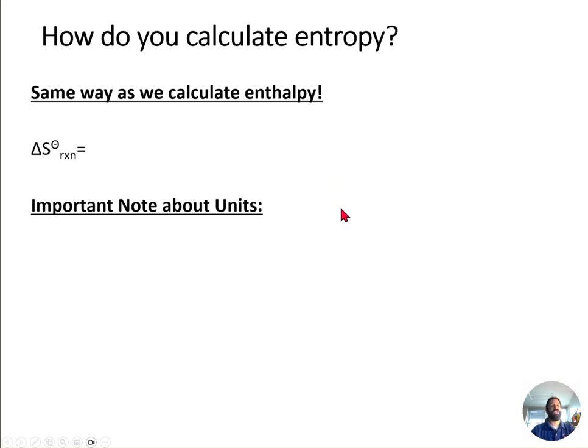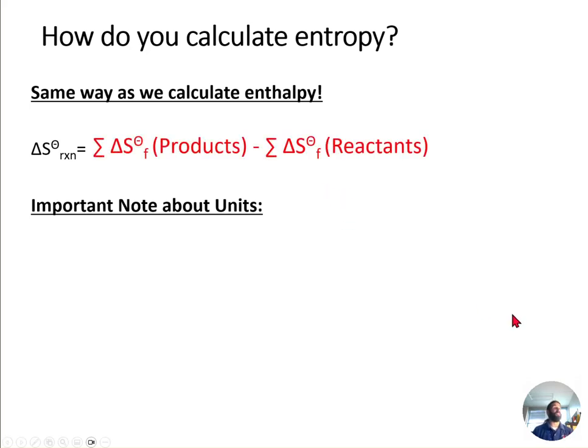All right, so how do we actually calculate entropy? The same exact way we calculate enthalpy. If you look in the enthalpy table 13, the formation data, you also have entropy of formation there. So we would calculate it with the sum of the delta S values of products minus the sum of delta S values of the reactants.